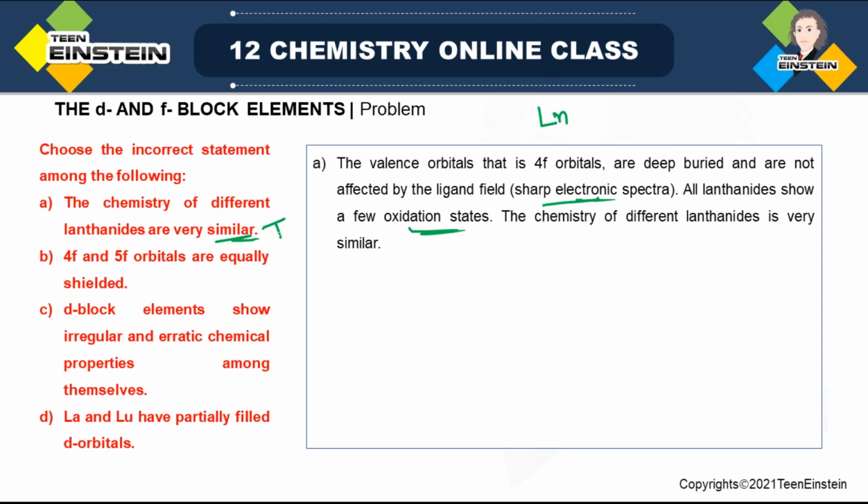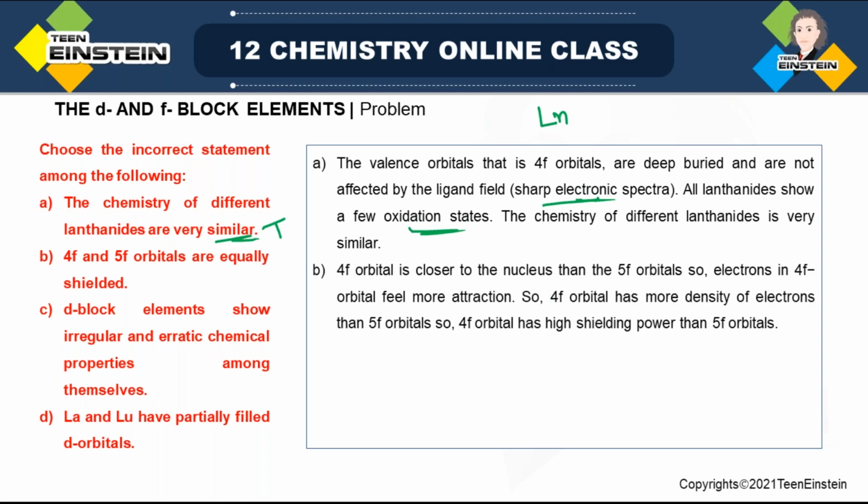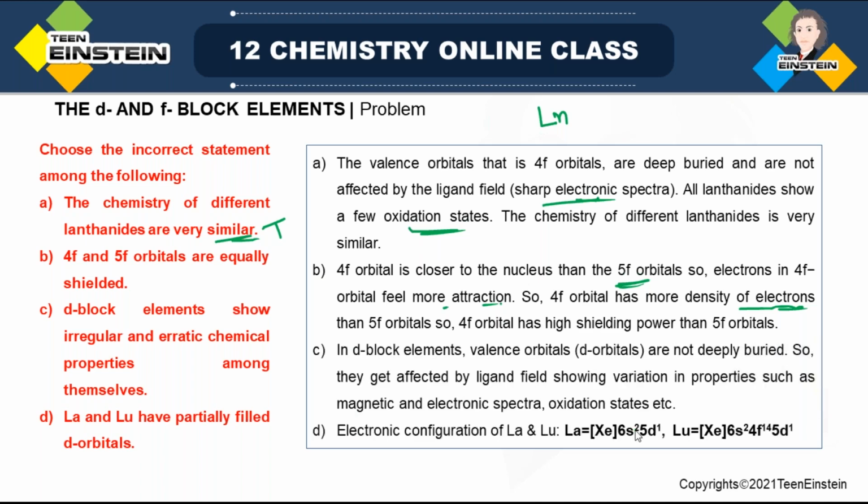So this is true. Now the second point, it is actually not true. 4f orbitals are closer to the nucleus if we compare with 5f orbitals. So that is the reason that the electrons in 4f orbitals will feel much higher attraction. So 4f orbitals have more density of electrons compared to 5f orbitals, and that is why their shielding power will be high compared to 5f. So this statement is not correct. So that means it will be the correct option. But we will also see why the other two statements are correct.